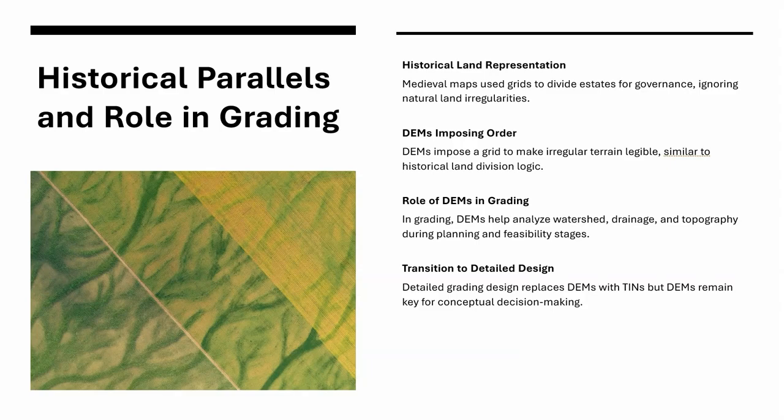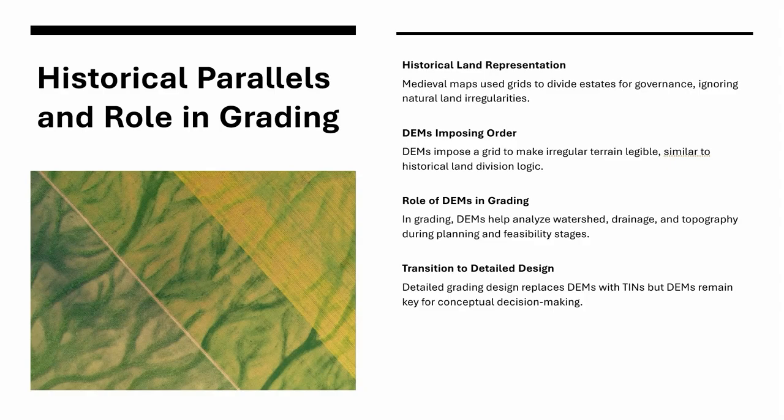And let's not forget about DEMs and their role in grading. How do they properly connect to this? Now, it's mostly in the planning and feasibility stages of projects. Before moving dirt, engineers will likely use DEMs to ask broader questions, like how does this site sit within a larger watershed? Will grading here affect downstream flooding? And where are the natural ridges and valleys at a more regional scale?